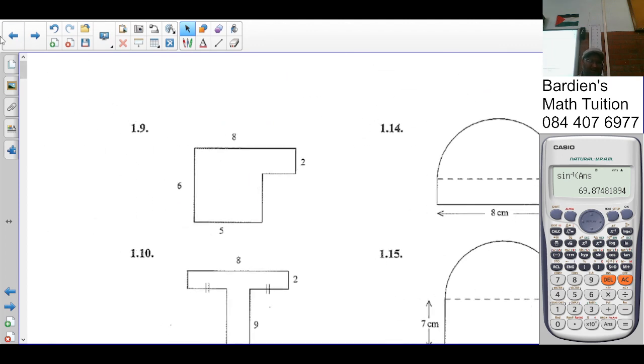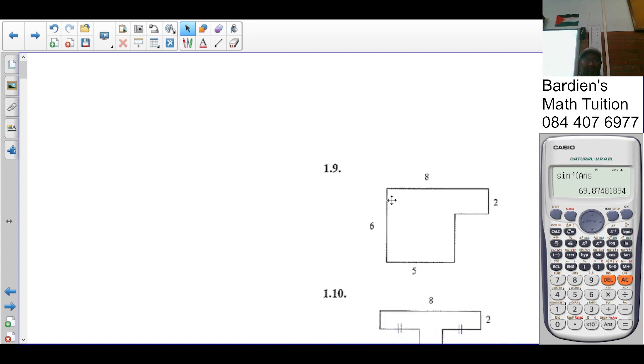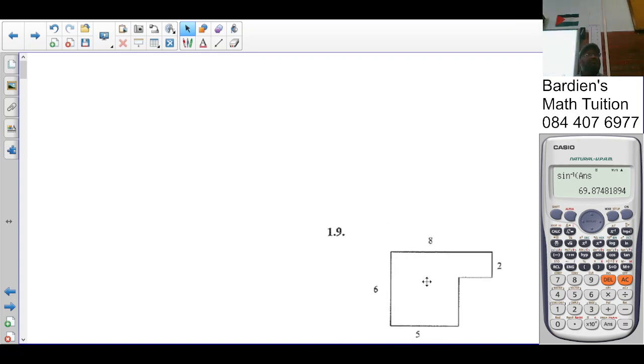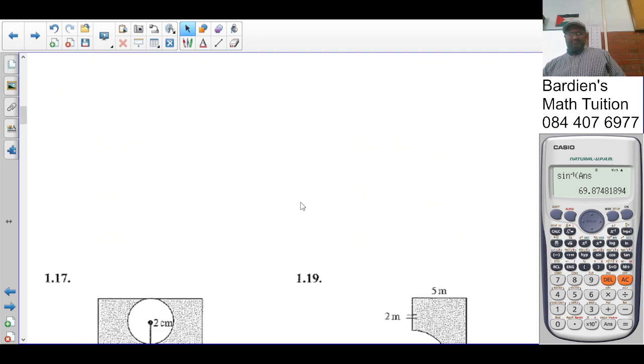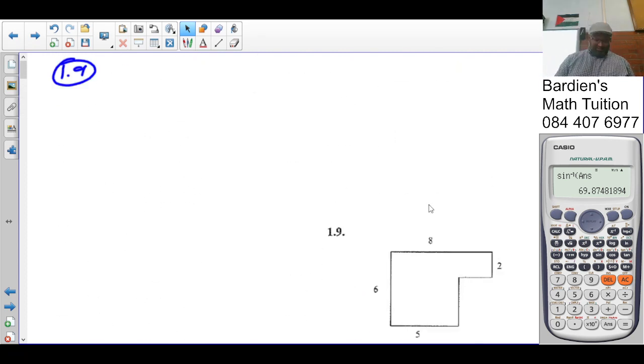We're on 1.9. That's where I must start marking. No, we did mark this one already. We haven't. Okay, so the question says you must calculate the perimeter and the area of this piece. Let's go through this quickly. I felt like I marked this one already. Okay, so please just settle down. If you don't know what you're talking about, just give the rest of us a chance.